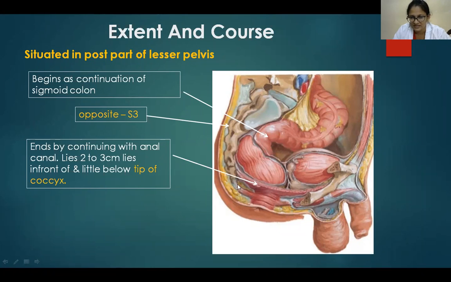Where does it lie? It lies 2 to 3 centimeters in front of and a little below the tip of the coccyx. See, this is the anal canal. This is the anorectal junction.